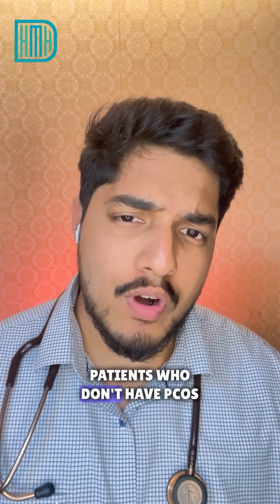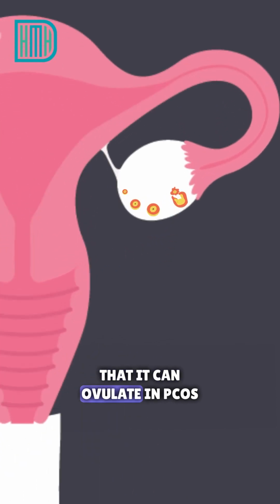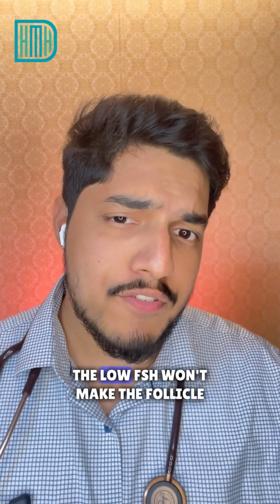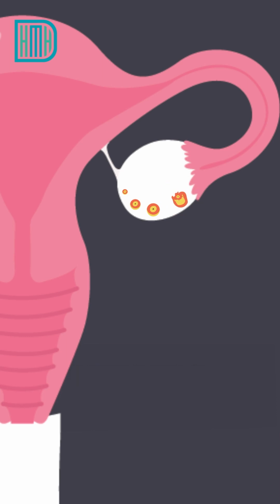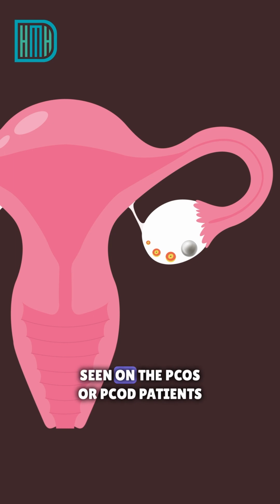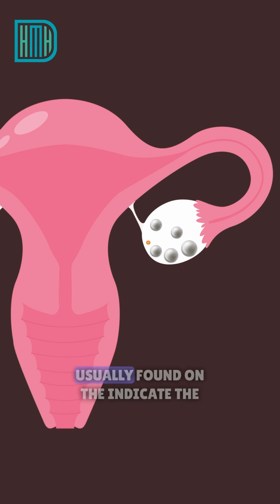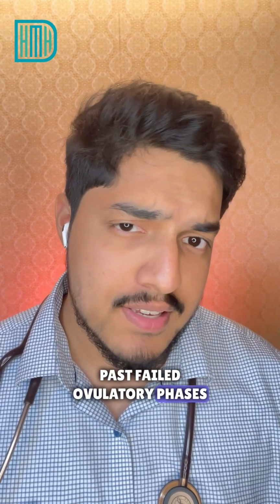In patients who don't have PCOS, FSH is the hormone which makes a follicle mature to a point that it can ovulate. In PCOS, the low FSH won't make the follicle mature enough to ovulate. Each follicle that won't ovulate becomes one of the cysts that are seen in PCOS or PCOD patients. The multiple cysts that are usually found on the USGs indicate the past failed ovulatory phases.